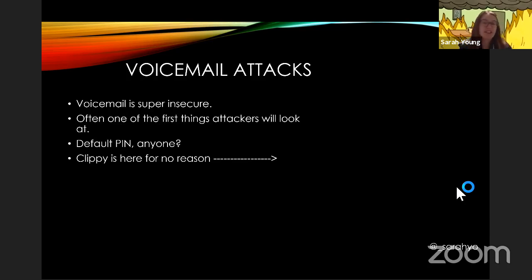And then voicemail attacks. Voicemail is fairly insecure by default. If someone is planning an attack on a VoIP system, I would definitely look at the voicemail to start with. Voicemails often have default PINs that are not changed.